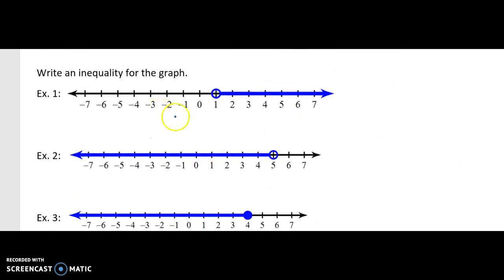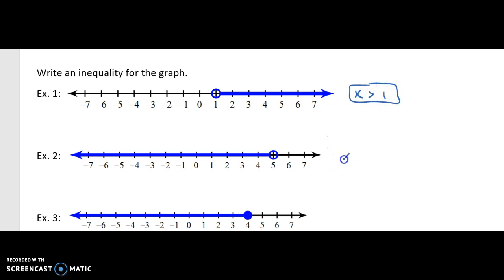Now, how do we write an inequality for the graph? First off, you know it's going to be x. And in this case, since it's an open dot, we know we're not equal to, and we're shaded to the right. So all the numbers are bigger than 1. So we say x is greater than 1, and done.